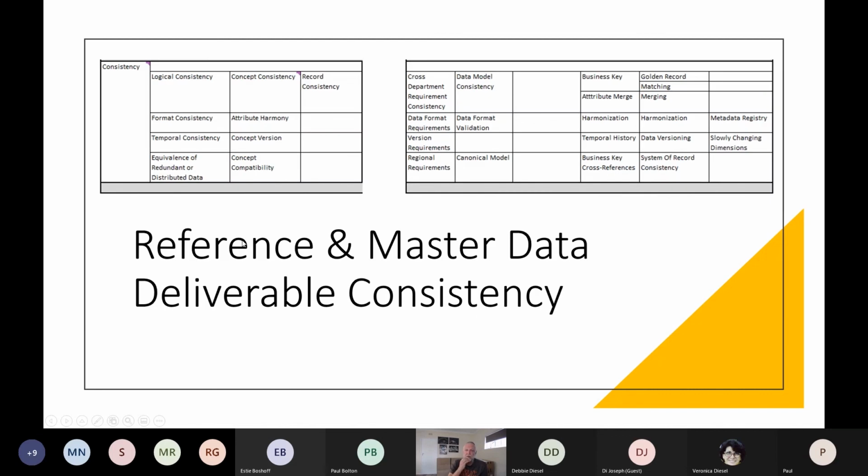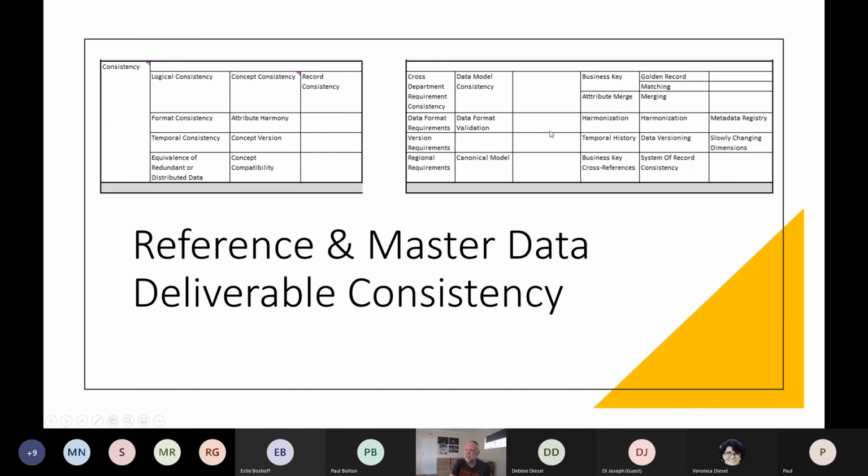Okay, we've then got consistency. These are the different elements. Do we have a logical consistency? Do we have format consistency? Do we have temporal consistency over time? And do we have equivalence of distributed data? So we're now talking about concept versioning when it comes to temporal. Formats are attribute harmony. And we can see here that we want our format requirements coming from the business.